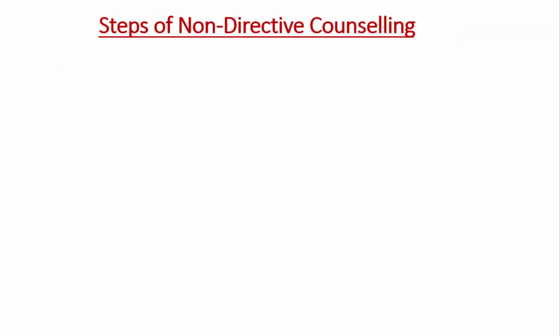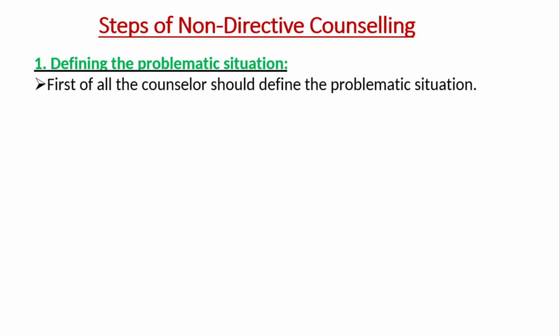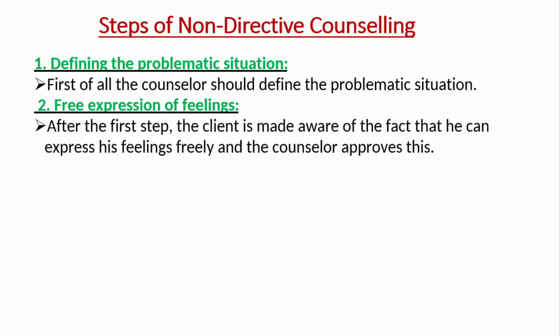Let us see what the steps of non-directive counseling are. The first step is defining the problematic situation. First of all, the counselor should define the problematic situation: where he is, what situation he is facing the problem in. Next, free expression of feelings. After the first step, the client is made aware of the fact that he can express his feelings freely and the counselor approves this. So he expresses his feelings. Then, development of insight.